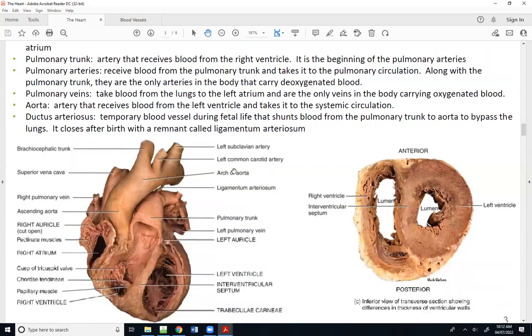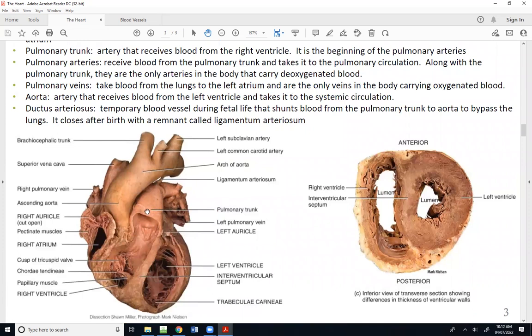Okay. Now the pulmonary trunk, which we can see here, is an artery that receives blood from the right ventricle.